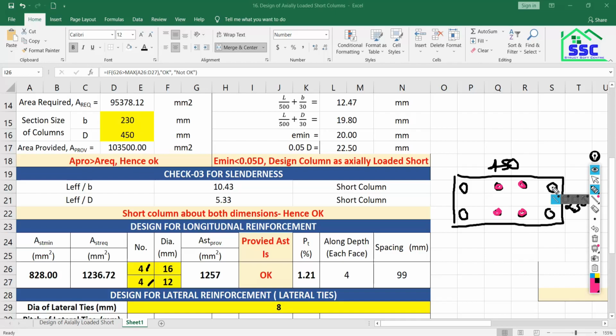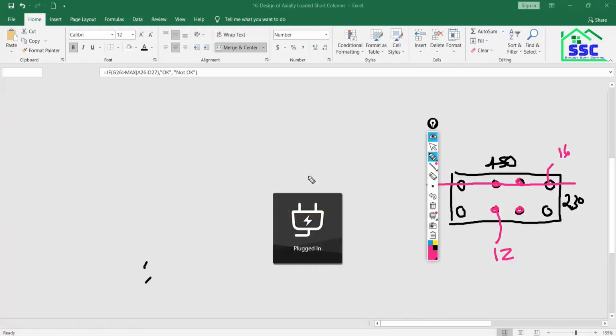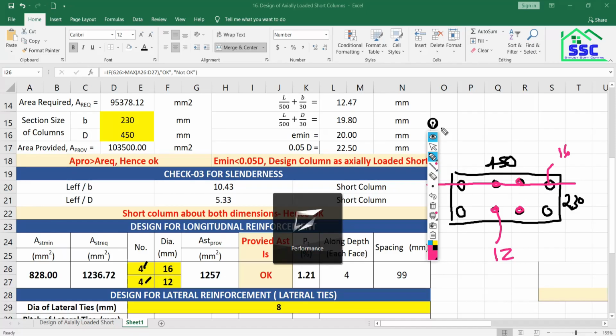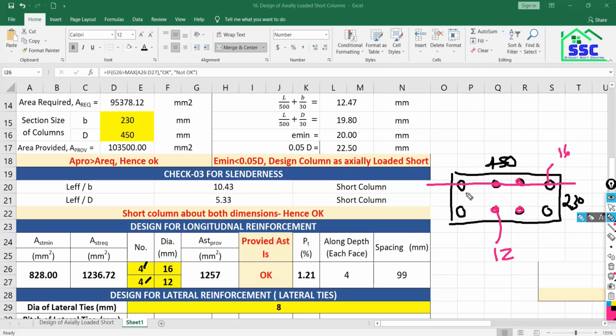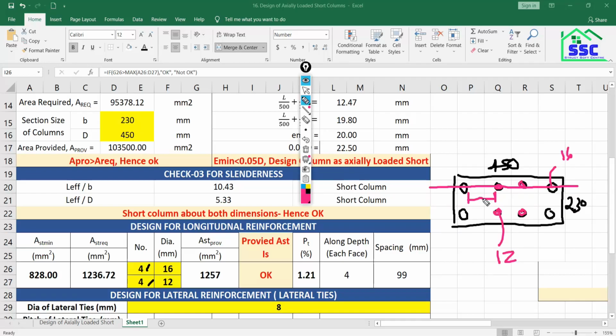Okay, so this is outer of 16 and this is inner of 12. Along each face, how many bars are there? There are 4 bars. So we have to calculate the clear spacing between these two bars.